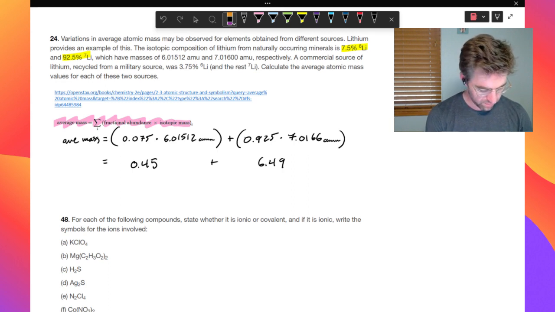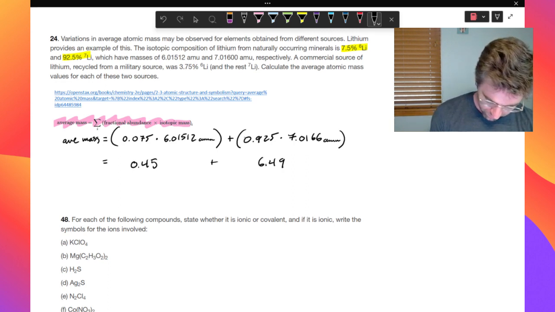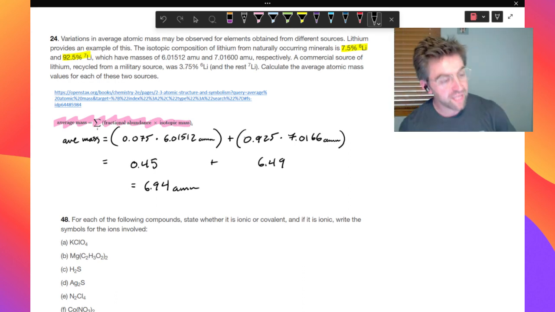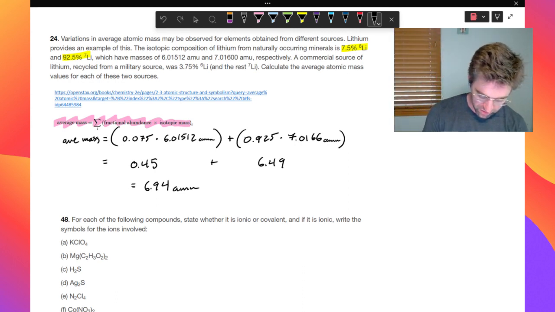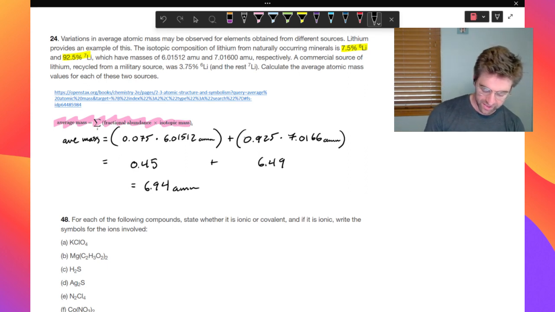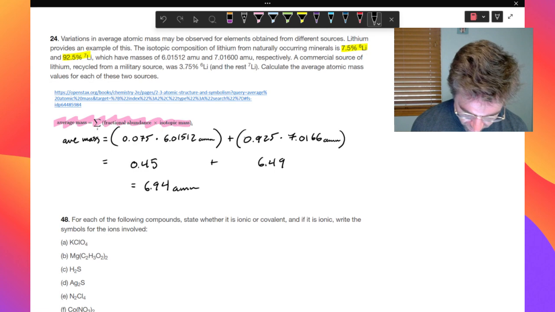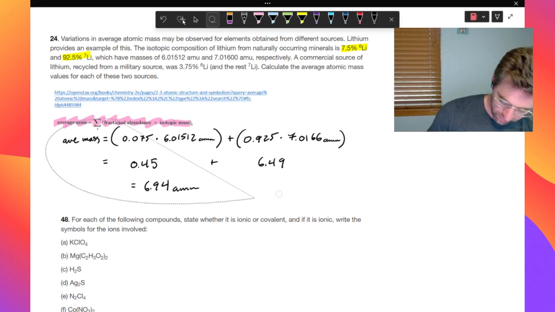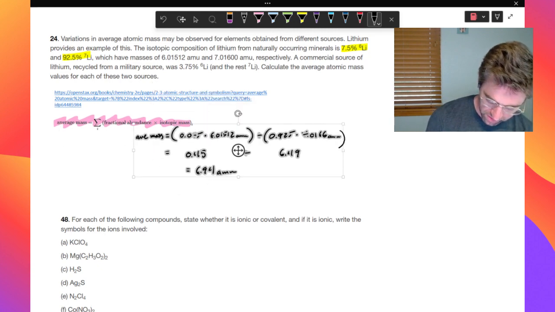So sum those up. 6.94 AMU. And we keep those three significant figures because we have 2 decimal points here in 0.45. So that's our average mass of the naturally occurring lithium.